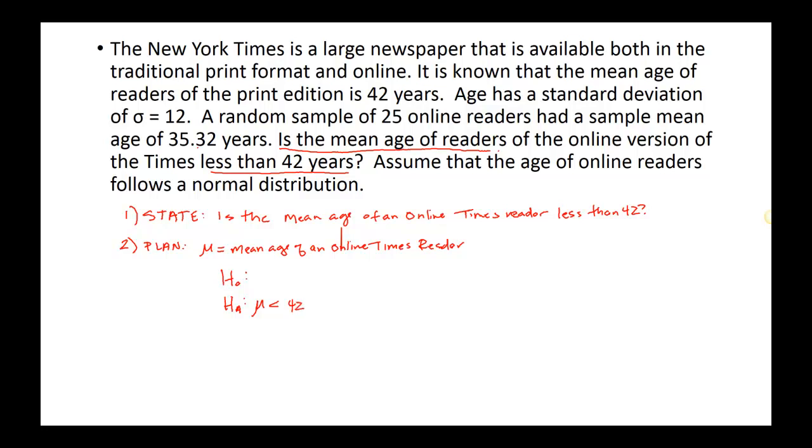Once you've written the alternative, the null hypothesis is easy because the null hypothesis always has the equal sign in it. So my null hypothesis is going to be mu equal to 42.